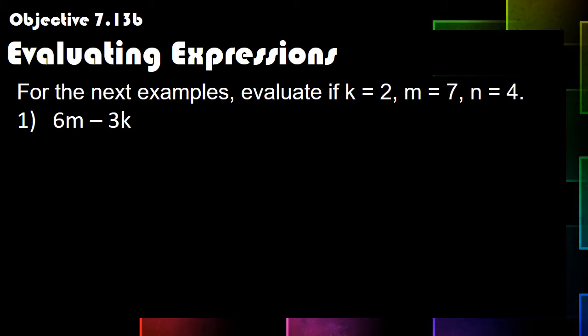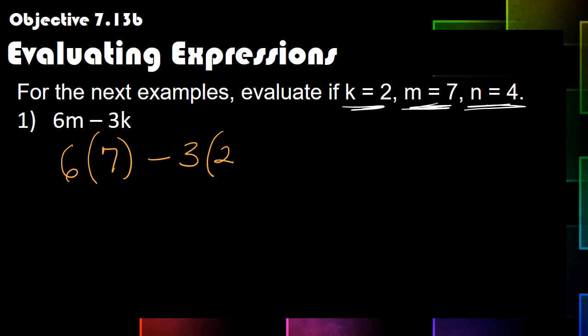All right, let's try out some examples here. For the next examples, we're going to evaluate if k is equal to 2, m is equal to 7, and n is equal to 4. Our first one is 6m minus 3k. So let's go ahead and fill in what m and k represent here. We're going to do 6, and since there's no operation sign in between 6 and the letter m, we know that's multiplication. So we have 6 times 7 minus 3 times k is 2.